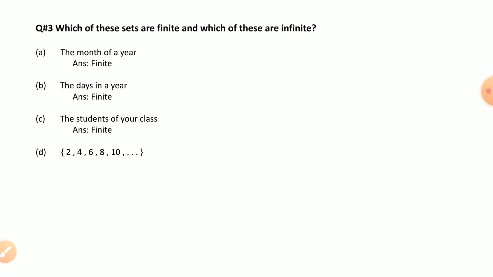Set D, 2, 4, 6, 8, 10, and so on. These three dots show that the numbers do not end here. They keep on going. It means the set will be an infinite set because there are infinitely many elements in the set. Part E, the set of lines passing through a point.